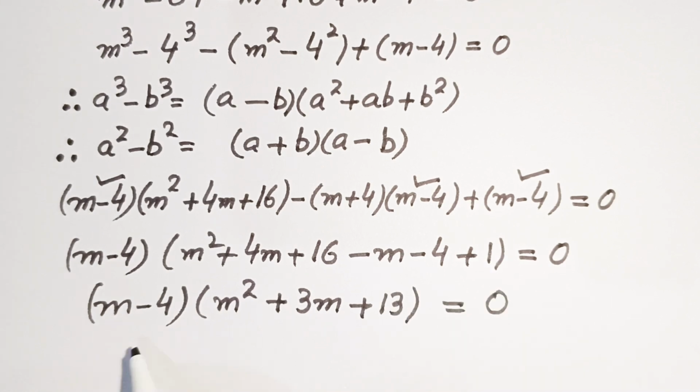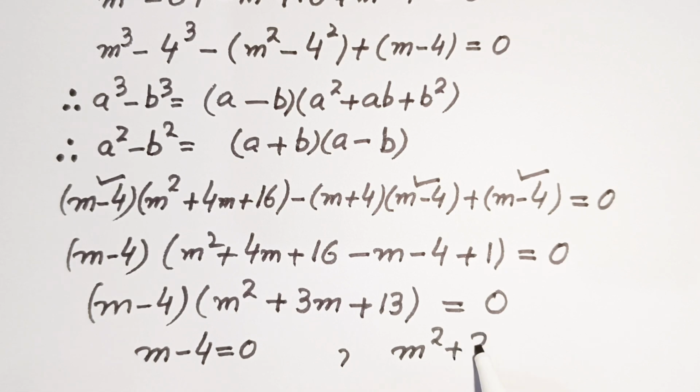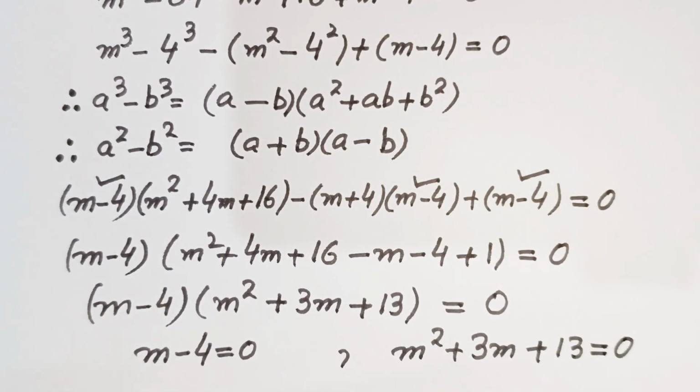Now we have two possible cases: m − 4 is equal to 0, or m^2 + 3m + 13 is equal to 0.